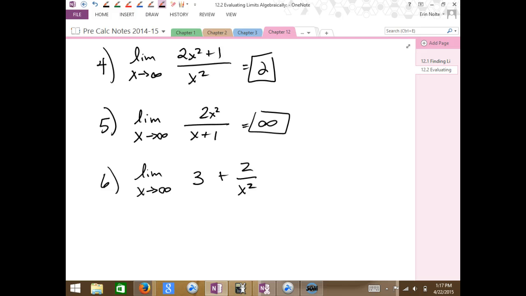What is the limit of 3? 3. It's always 3, right? Because it's a straight line. It's always at 3, period. So we have 3. And then for 2 over x squared, thinking horizontal asymptote, is that bigger on top, bigger on bottom, same? Bigger on bottom. So bigger on bottom says there's a horizontal asymptote at 0. So 3 plus 0 is 3. So that's where the limit would be going.